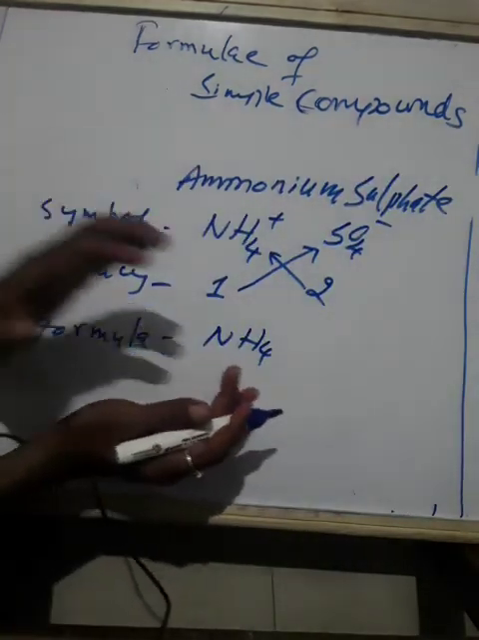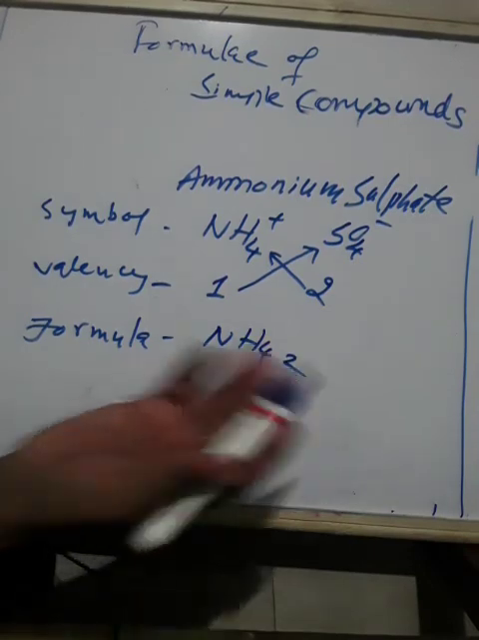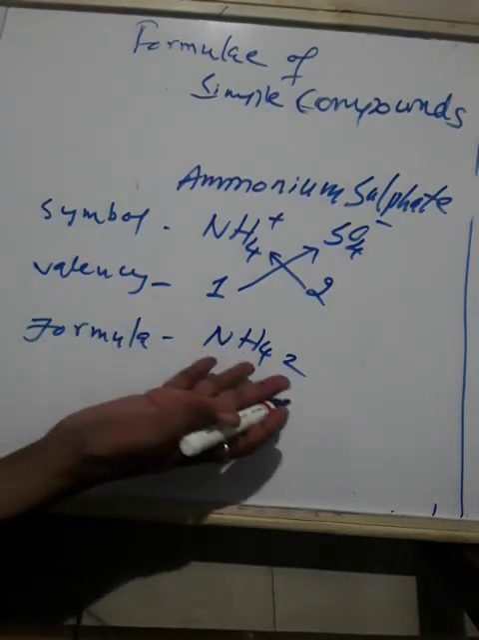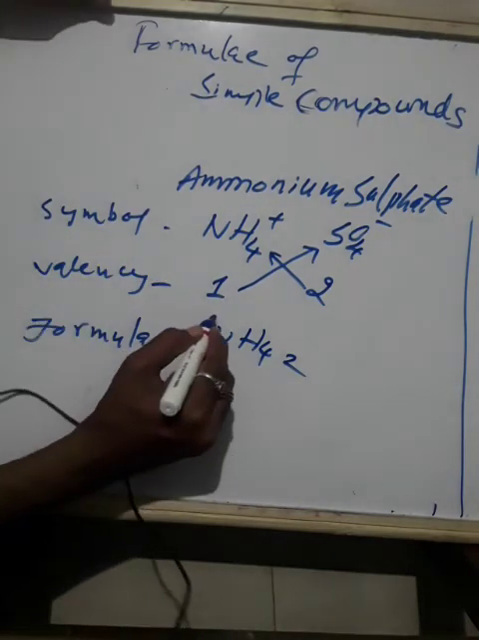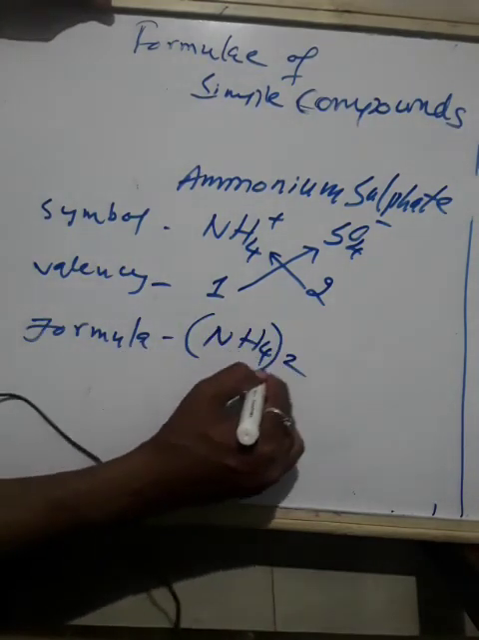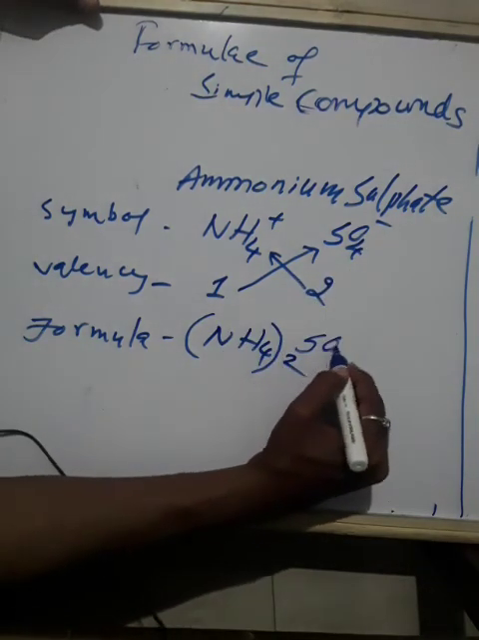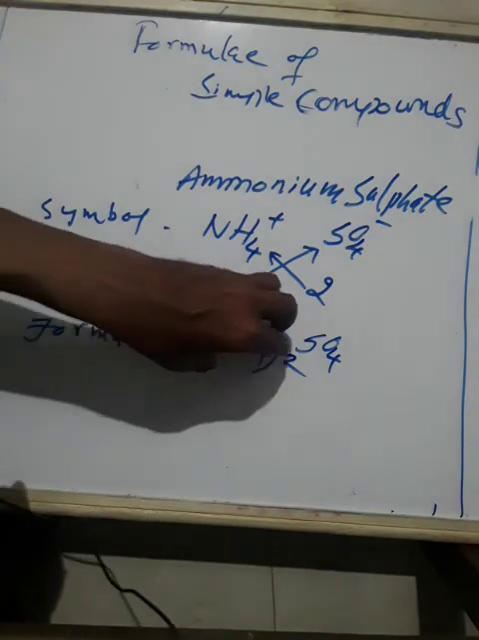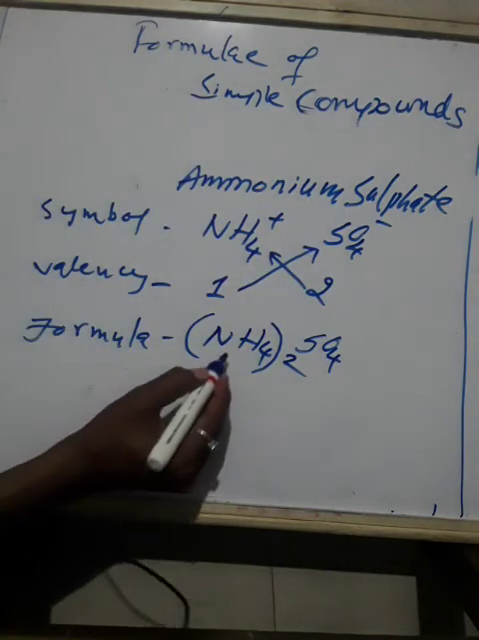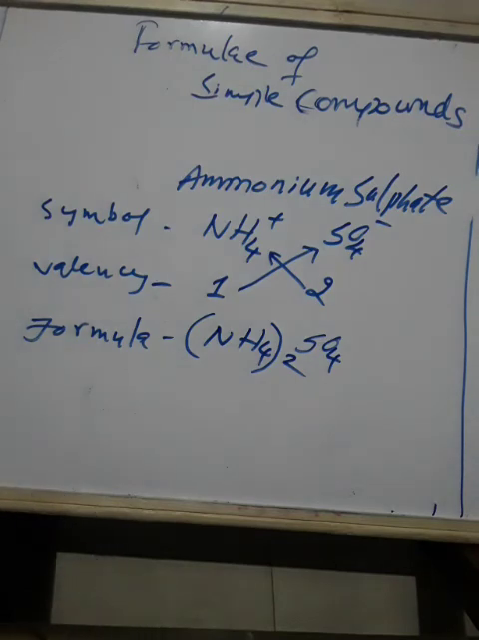So when you write 2 here we need a bracket, because if I write 2 directly, what does it become? It shows NH42, which is confusing. To avoid confusion, we write (NH4)2SO4, ammonium sulfate. So (NH4)2 means there are 2 ammonium ions, joined with the sulfate ion.